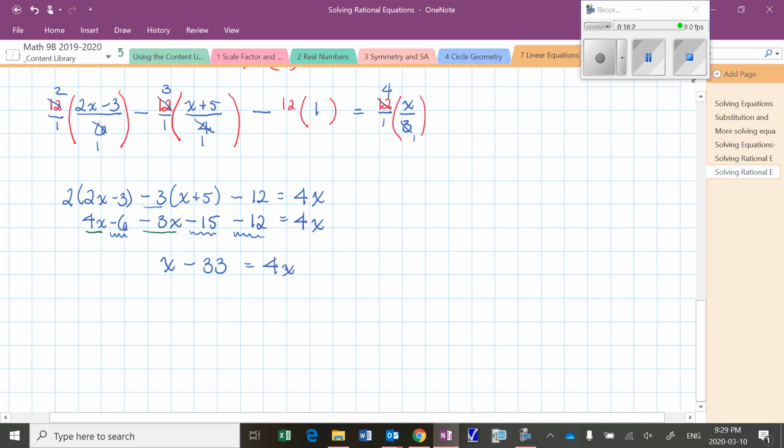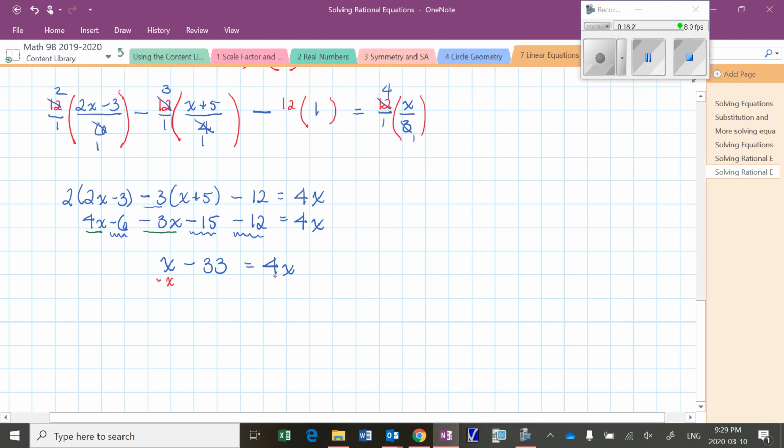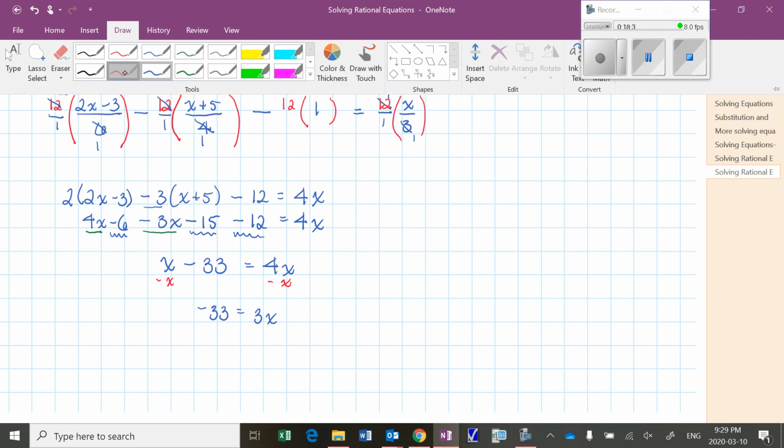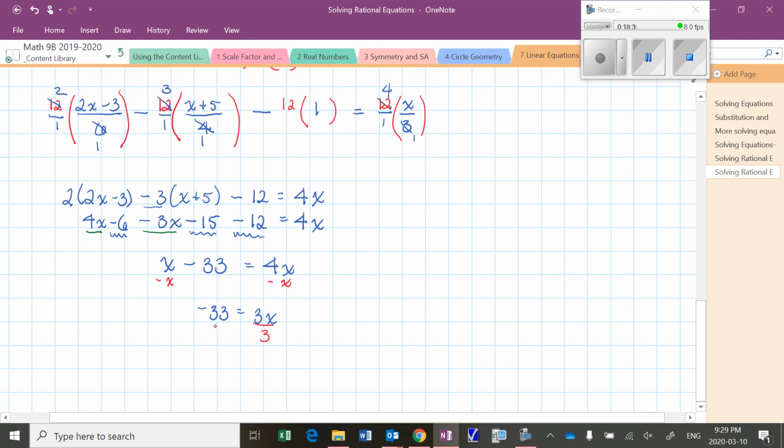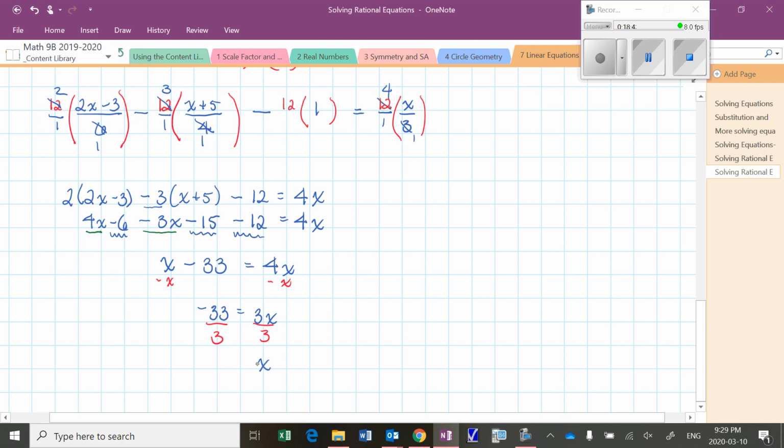So with x's on both sides, I'll move the x's onto the right side. So therefore, I will subtract x, or add a negative x to each side. That then leaves me with negative 33 is equal to 3x. And then we will divide both sides by 3, in which case 1x is then equal to negative 11.